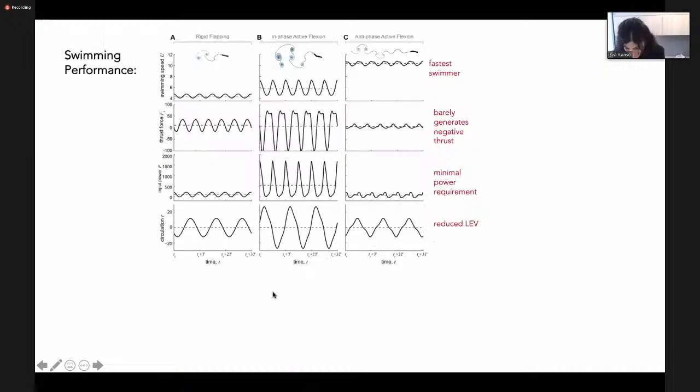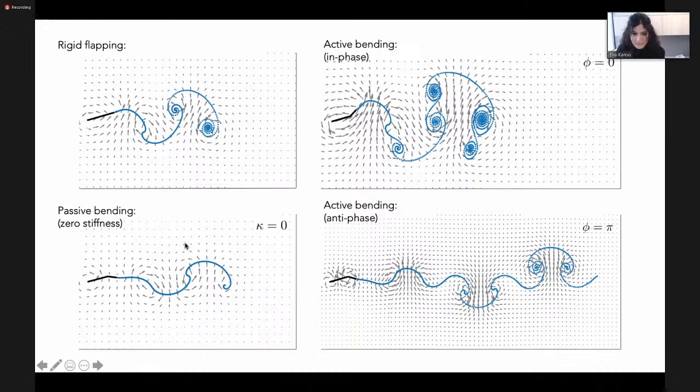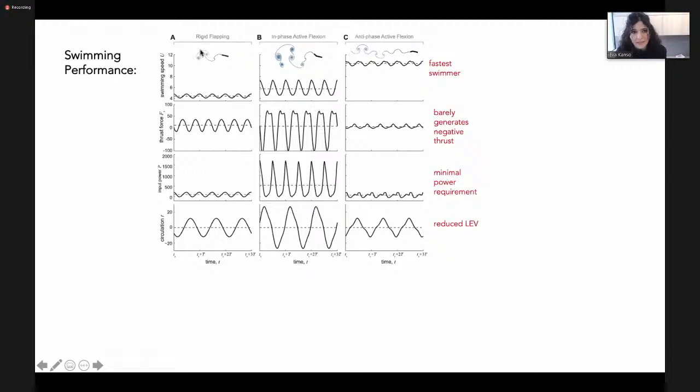So I'm going to leave this as a puzzle, just to ensure that you're going to continue with me, whether the passive bending is the best or not. And I'm going to start by comparing the active bending cases to the rigid flap. So here I have the rigid flapping, the active bending in phase and active bending anti-phase.